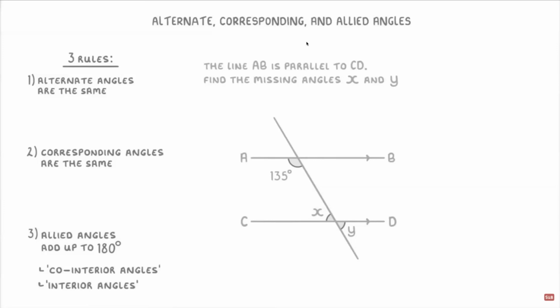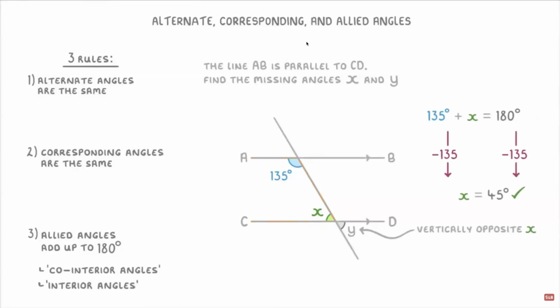Now, because of all of the different rules that we can use, there are normally multiple ways that we can do questions like this, and so there's no one correct way of doing it. The way I would do it, though, is notice that this section here is like a backwards C shape, and so the 135 degrees and the X are allied or co-interior angles, which means that they must add together to make 180 degrees. So we now know that 135 plus X equals 180, which means that X is 45 degrees. And then because Y is vertically opposite X, we know that Y must be 45 degrees as well.